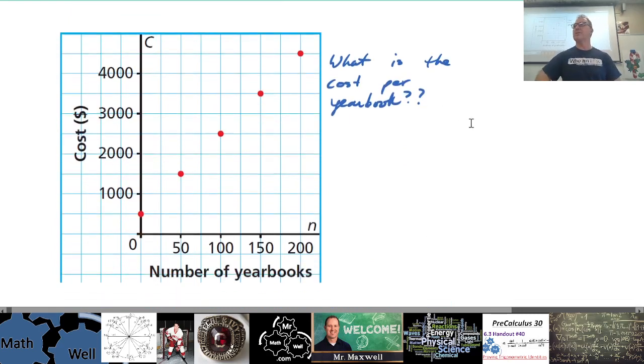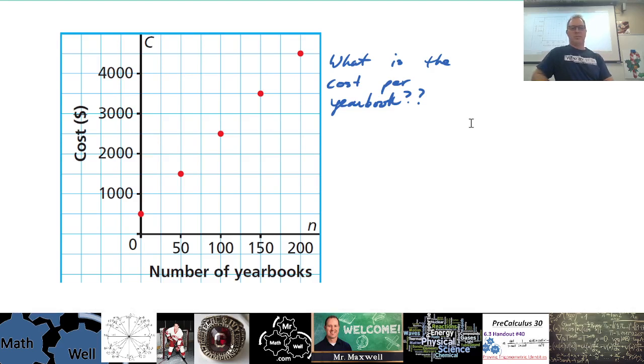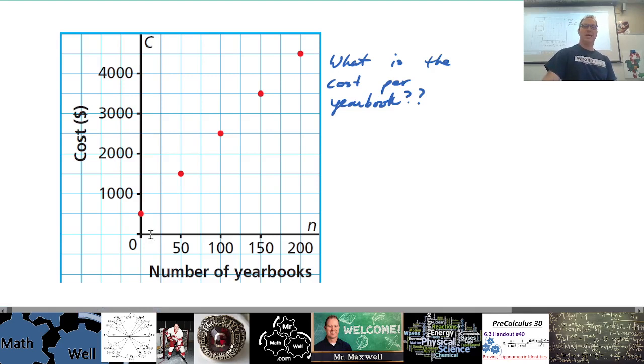Here's another graph for us to take a look at. So this is cost versus number of yearbooks. As the number of yearbooks that are purchased grows, the cost obviously grows.